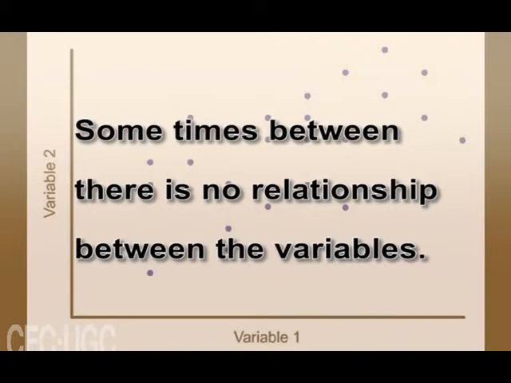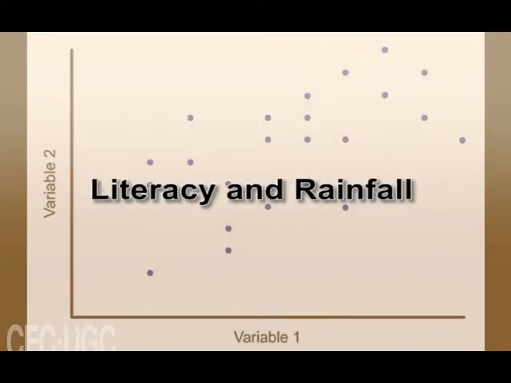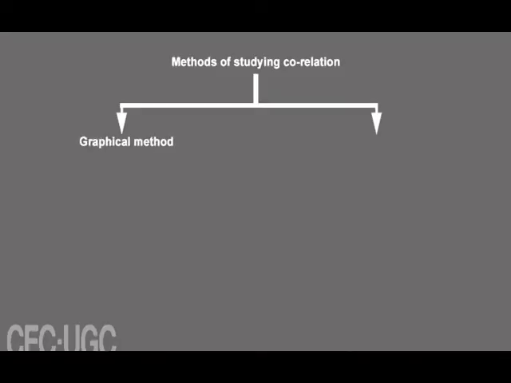Sometimes there is no relationship between the variables, for example, literacy and rainfall. Therefore, measurement of the degree and direction of relationship is useful in explaining the variations in different phenomena. Mainly, there are two ways to explain the correlation: the graphical method and the mathematical method.